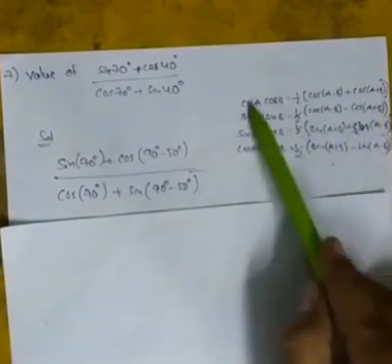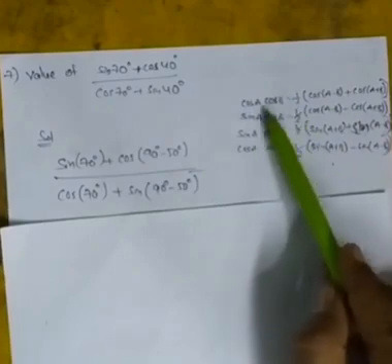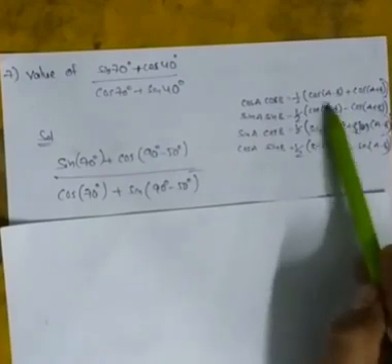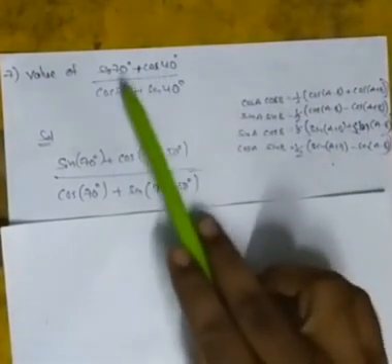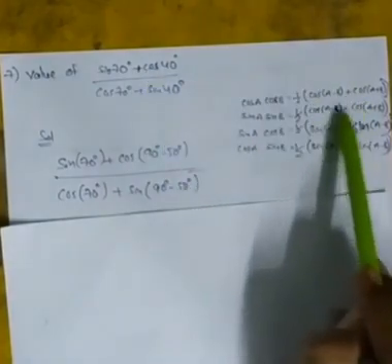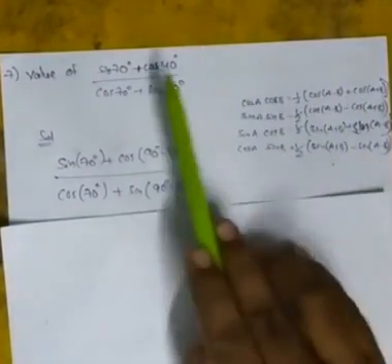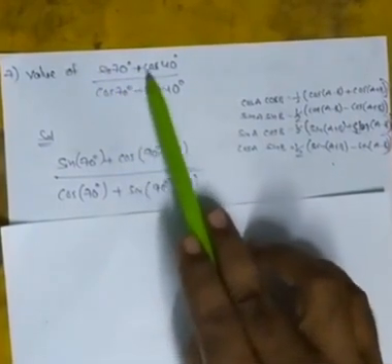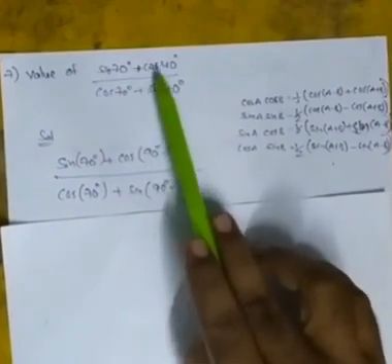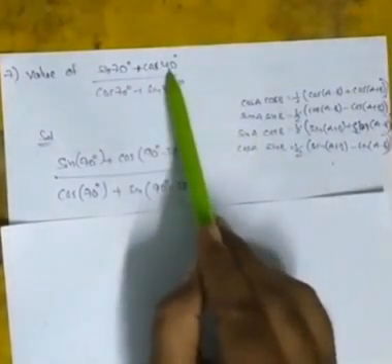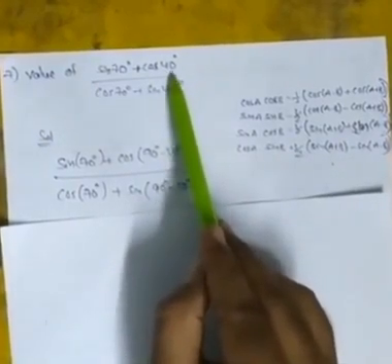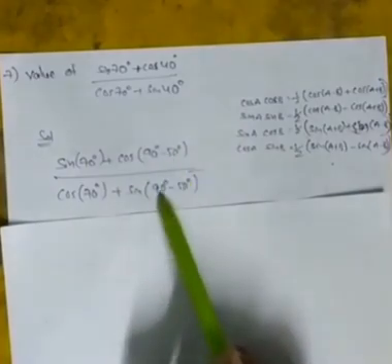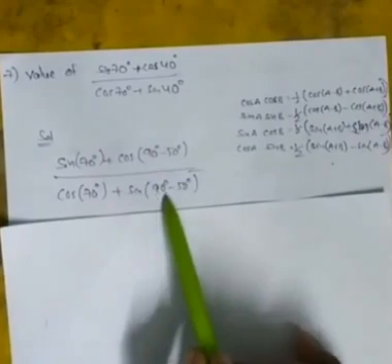The product formulas are for same terms and different terms, but the summation or difference formulas are always for same terms, that is cos plus cos, cos minus cos, sin plus sin, sin minus sin. But if you look into the question, it is sin and cos. So the summation or difference formulas are not for different terms, so we are trying to convert them into the same term. In this question the 40 degrees can be written as 90 minus 50, and the denominator is also the same, 40, which we can write as 90 minus 50.